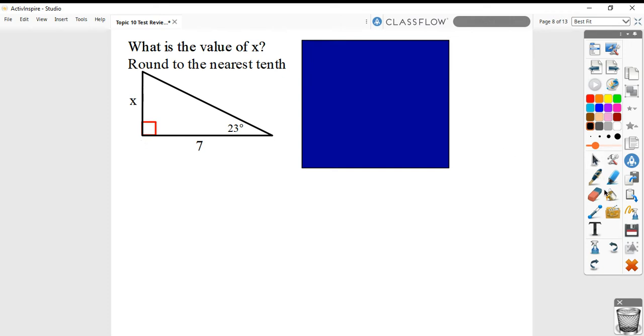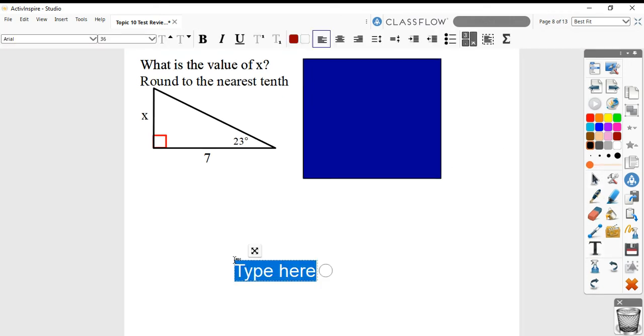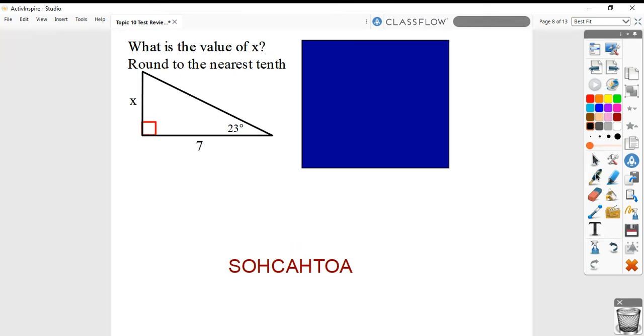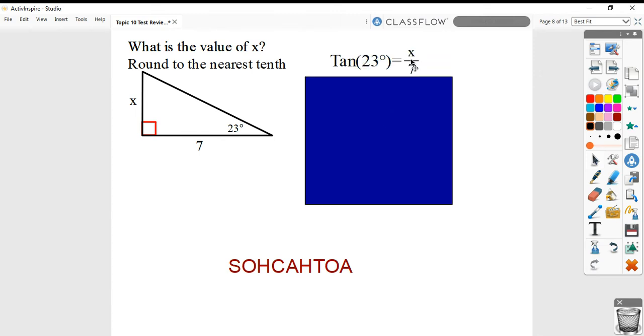Okay, so we have to ask ourselves which trig function would we use for a problem dealing with the opposite side and the adjacent side, and that's going to be tangent. Okay, so we take tangent and we set up our equation the same way as always. Tangent of our angle equals the opposite over adjacent. So tan 23 equals x, the opposite, over 7, the adjacent.